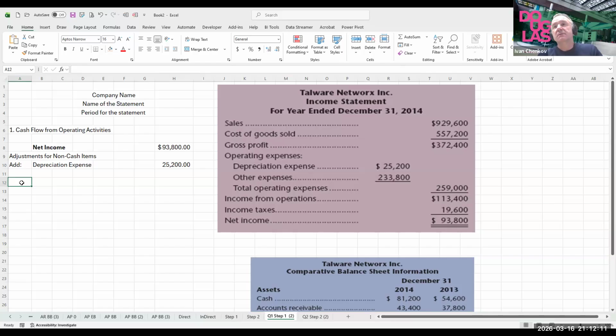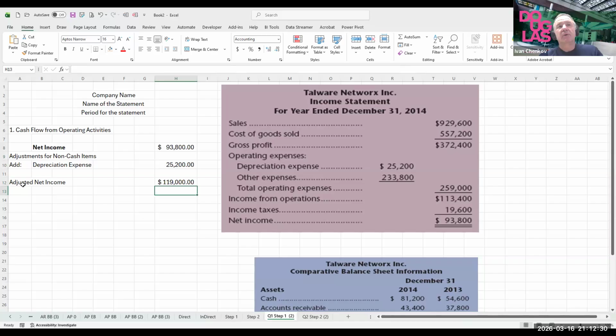And yes, we're done with this. That's the only thing that we have. No more deductions. So our adjusted net income is equal to those two items and those two items only. That's our step one. Now we have our adjusted net income.